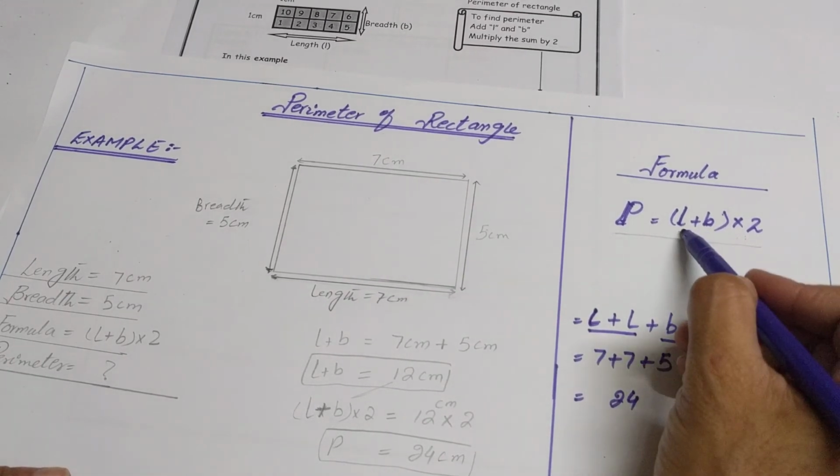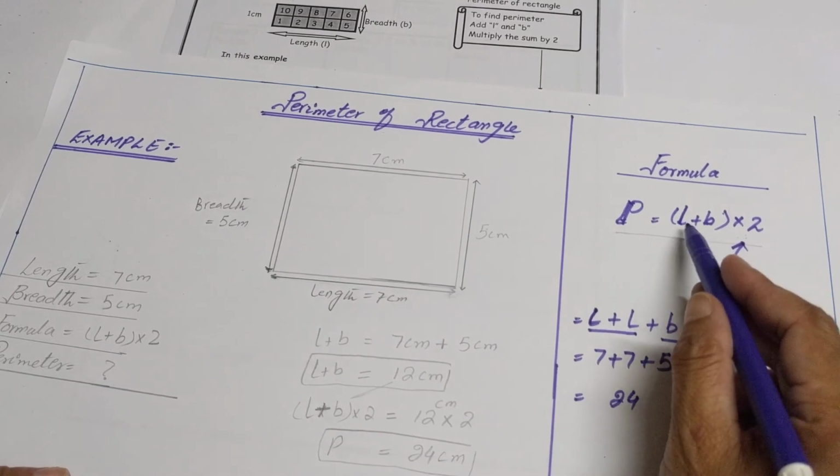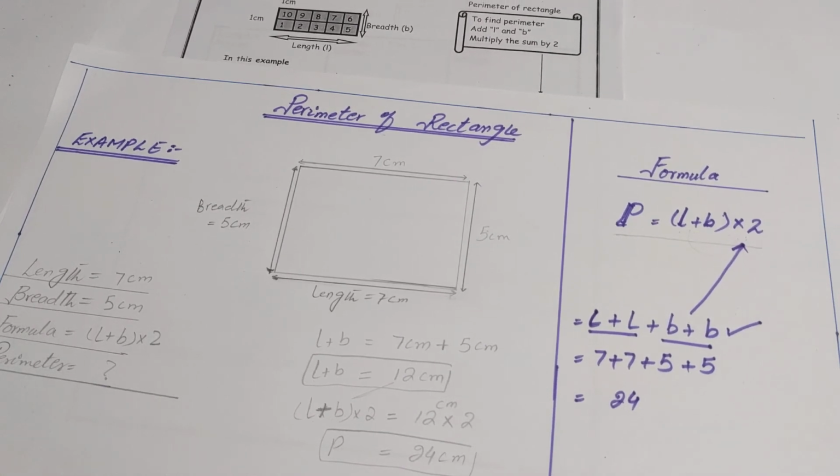So that's why we are calculating it with the simple method: 2 times the sum of the length and breadth. That is easy for you. Clear? I hope you have learned this method about how to calculate the perimeter of the rectangle.